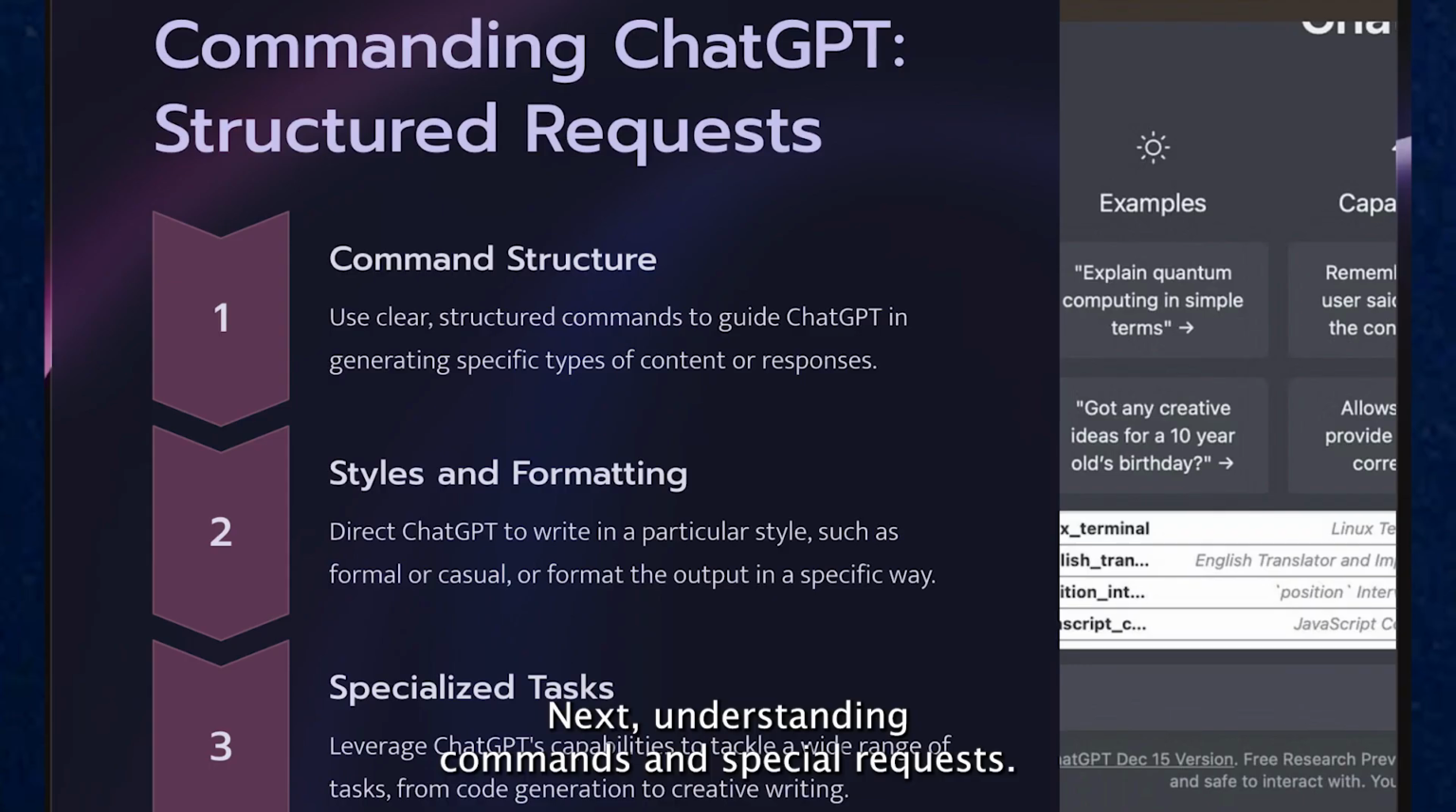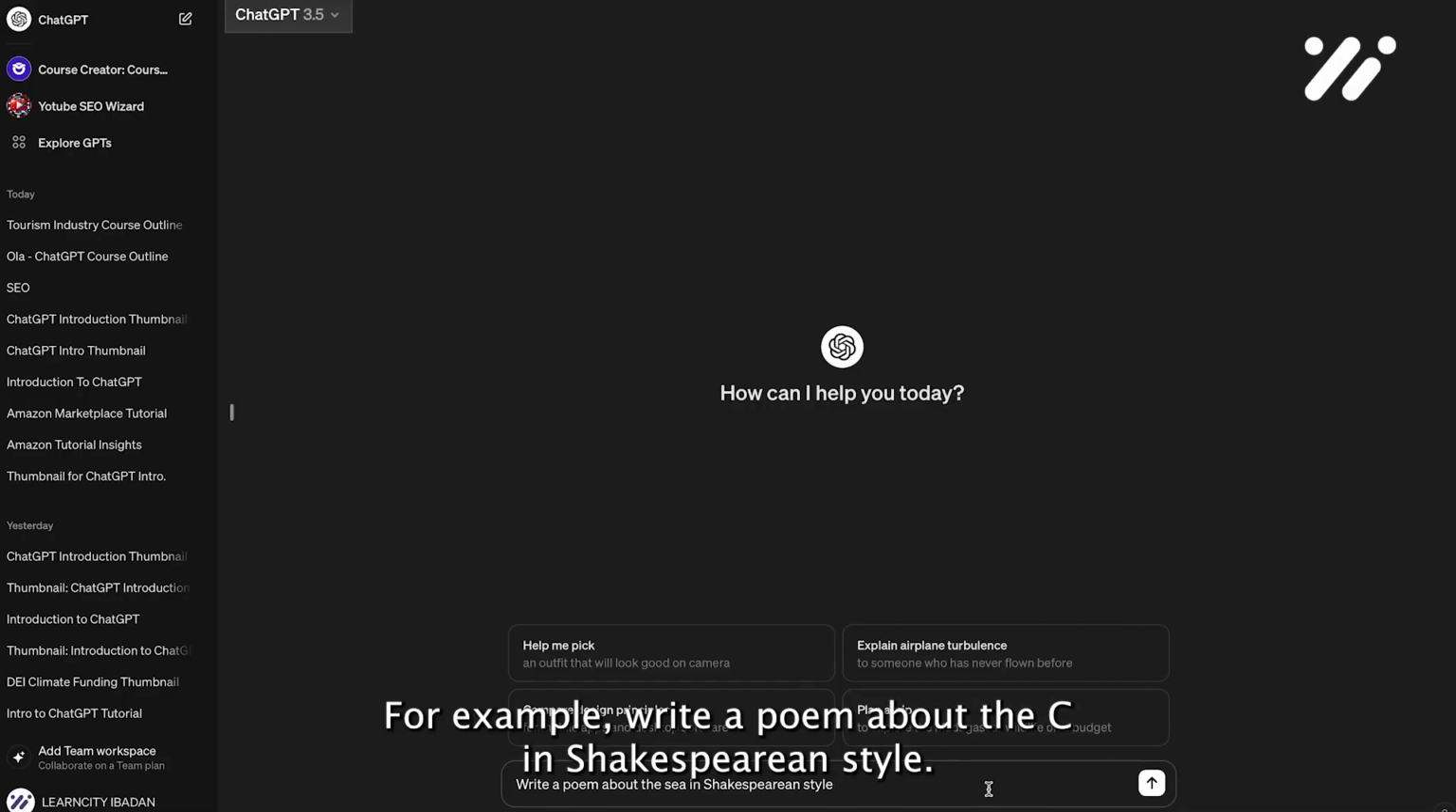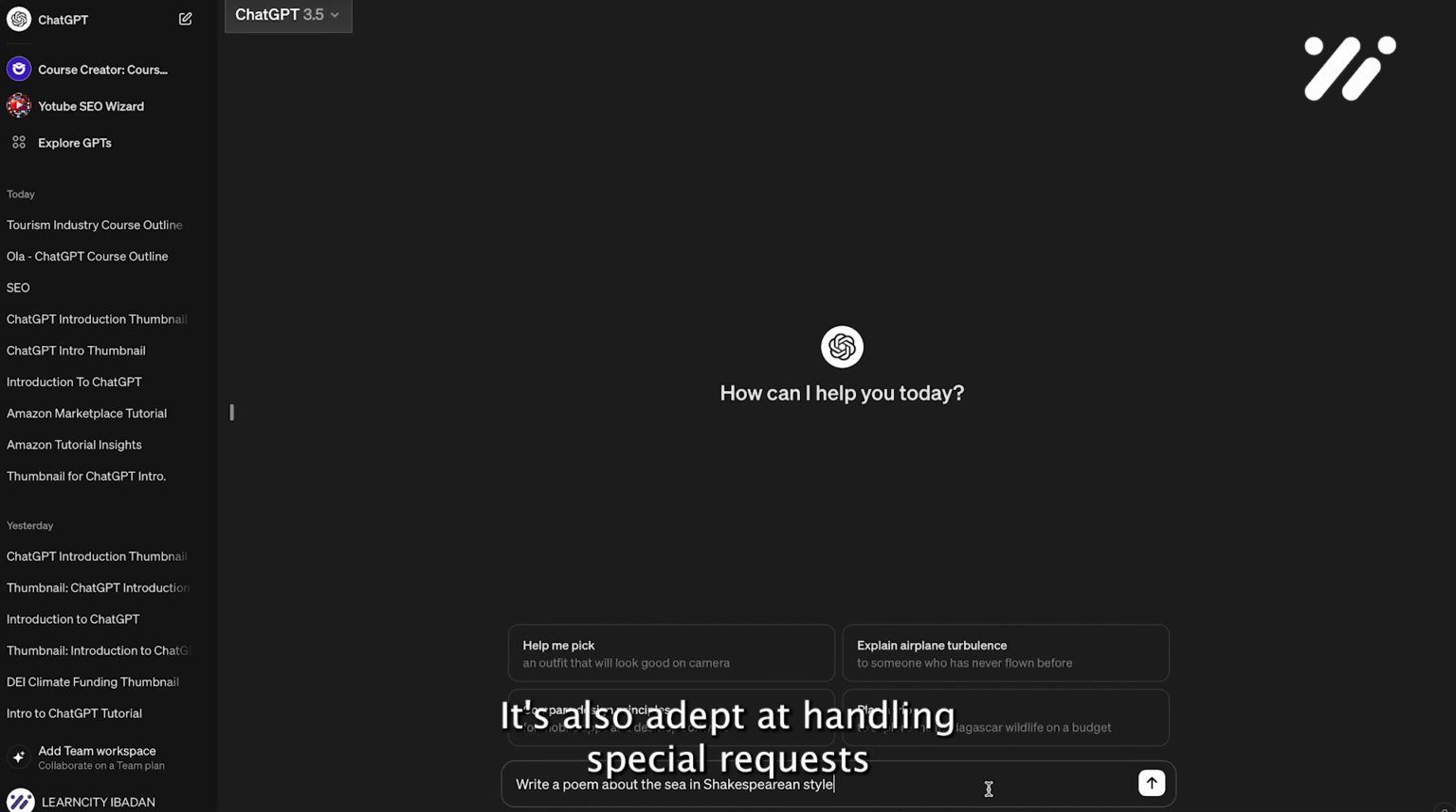Next, understanding commands and special requests. I hope we are still together. ChatGPT understands structured commands, allowing you to shape its outputs. For example, write a poem about the sea in Shakespearean style. It's also adept at handling special requests, from generating code snippets to translating text. Let's see it in action.